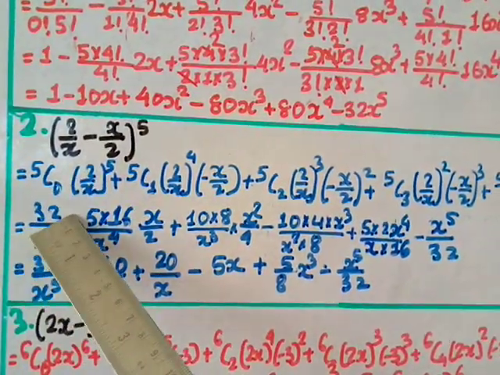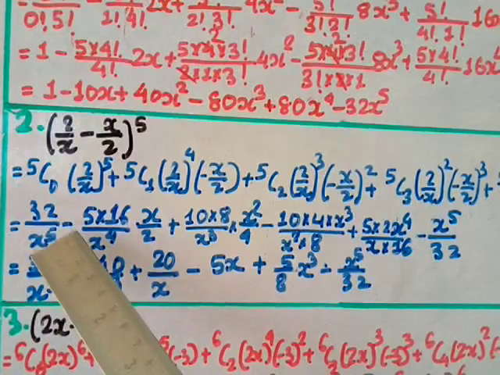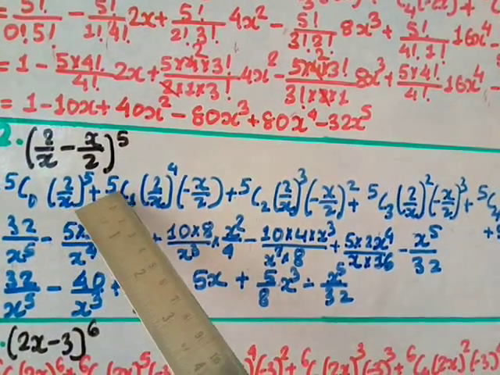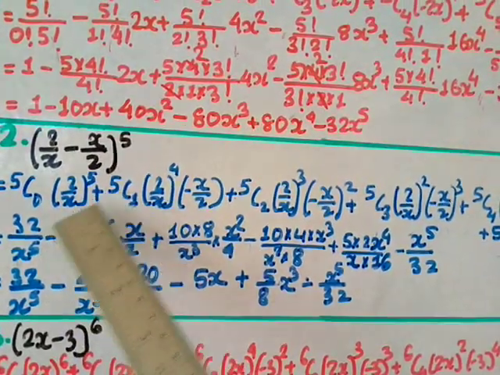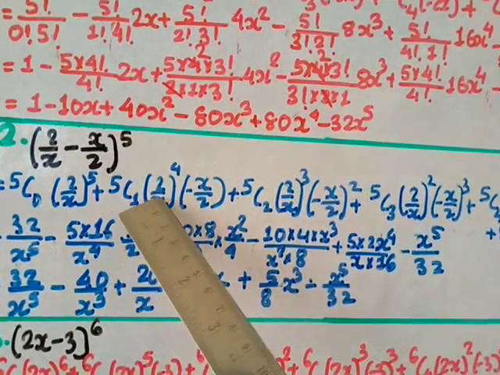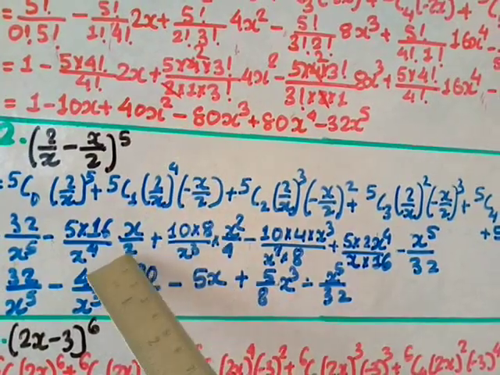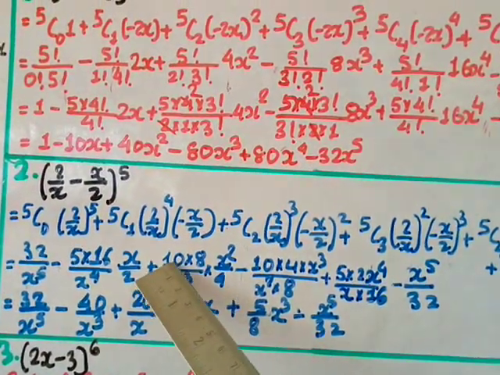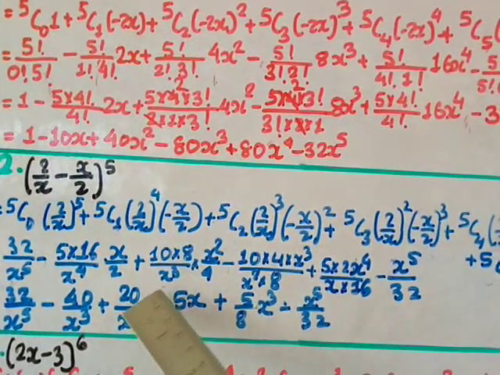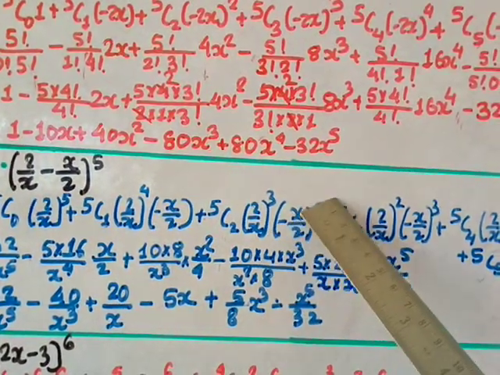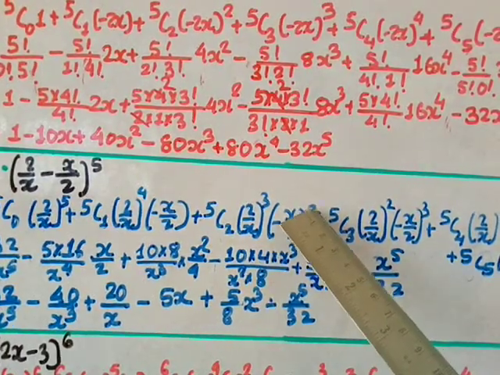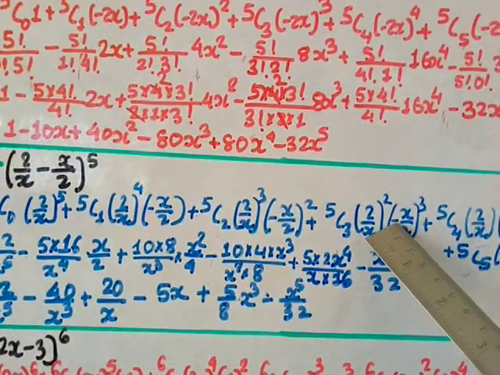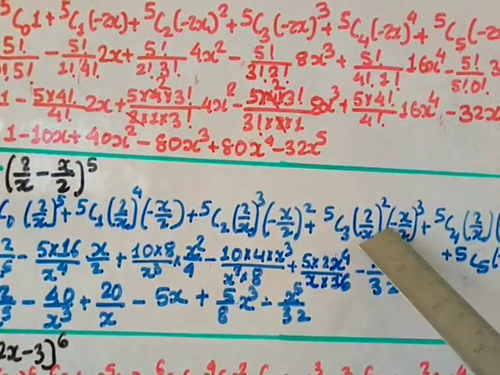So here 2 power 5 is 32 and x power 5 is x power 5. Here negative is there, power 1 is there, odd number, so it will be minus here. 5c1 is 5, and 2 power 4 is 16, x power 4 into x by 2, plus 5c2, that is 10, and 2 cube is 8 divided by x cube, into minus x square by 2, but negative square will be positive, so x square by 4. Then minus, why minus? Because this has an odd power, so it will be negative.